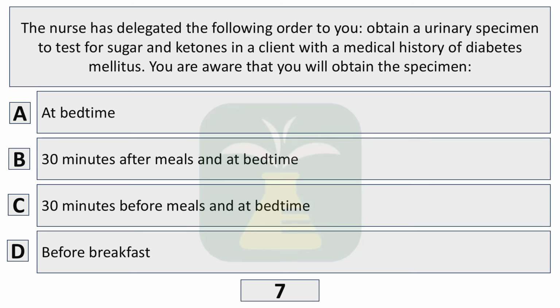The nurse has delegated the following order to you. Obtain a urinary specimen to test for sugar and ketones in a client with a medical history of diabetes mellitus. You are aware that you will obtain the specimen A. at bedtime, B. 30 minutes after meals and at bedtime, C. 30 minutes before meals and at bedtime, D. before breakfast.